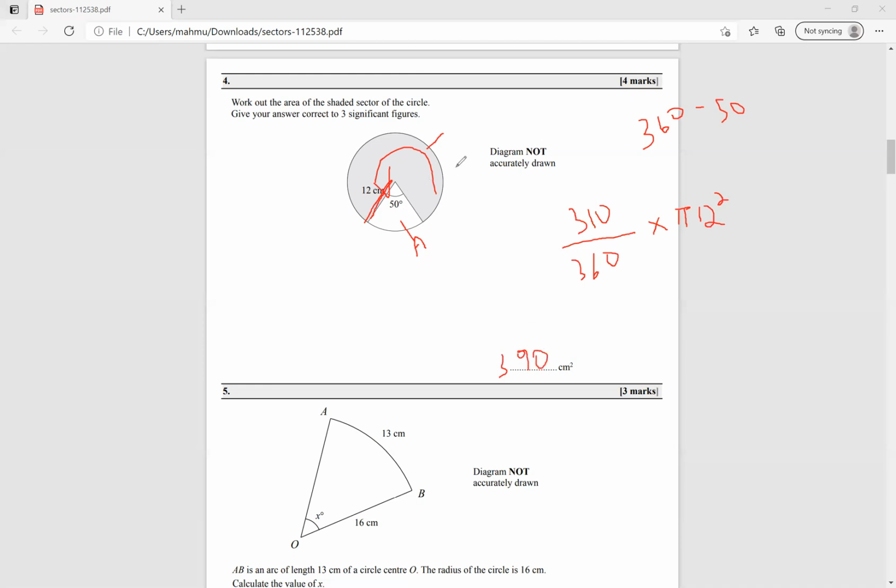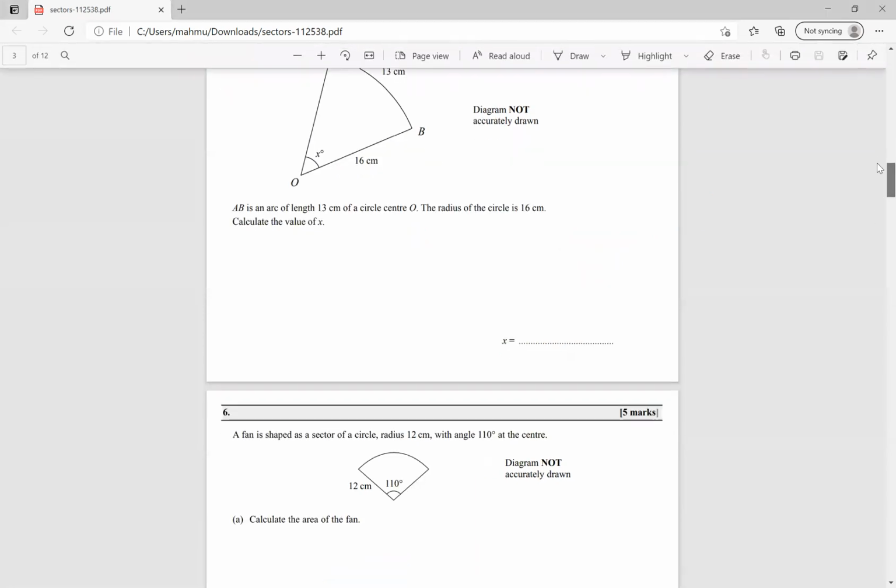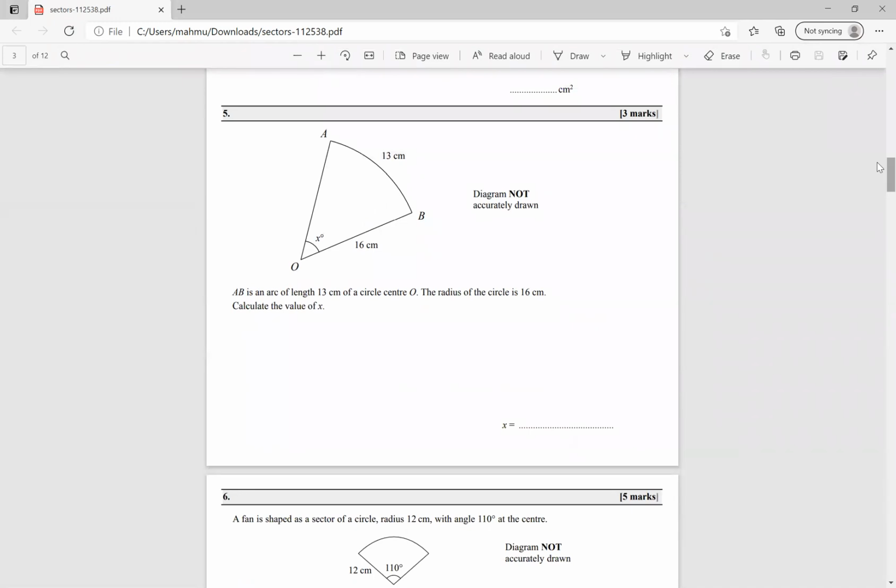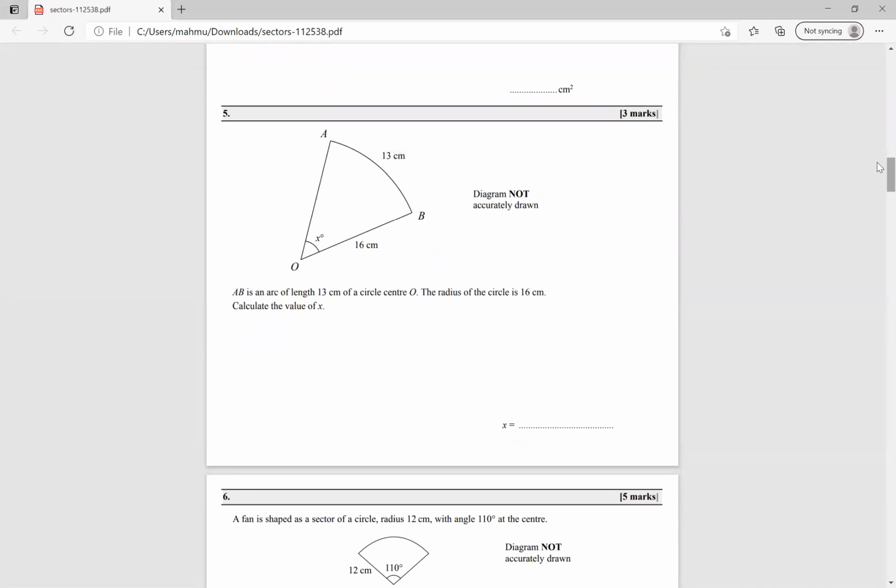Did that make sense? Yeah. Okay, next one, I'm not even helping you, so you have to do everything yourself. Once you finish, then I'll go over it. So, oh, it doesn't give the angle? So now you have to find x. You have to find the angle.